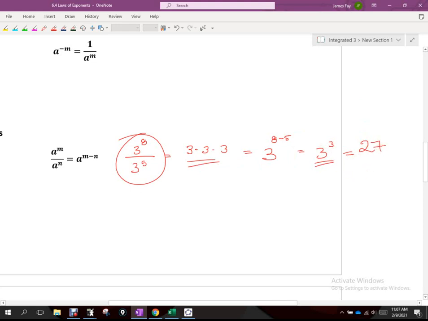27. 3 squared is 9, multiplied by another 3 gives me 27. Is that something we can do? Okay, so here's my question. What is x raised to the 0 power? What does that equate to? Not 0, because remember, it's repetitive multiplication.